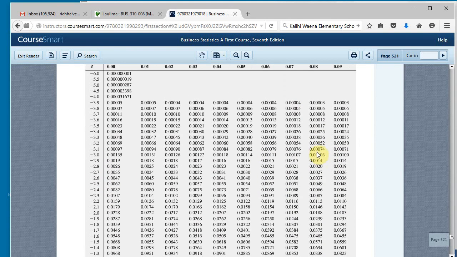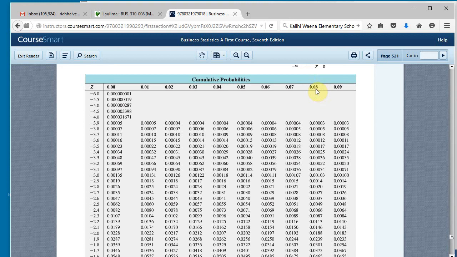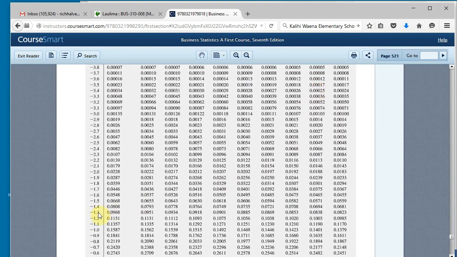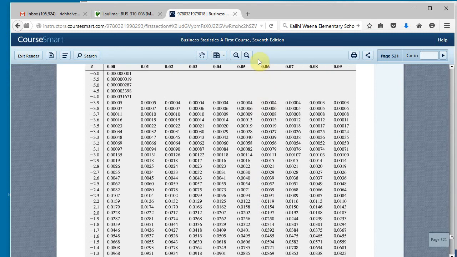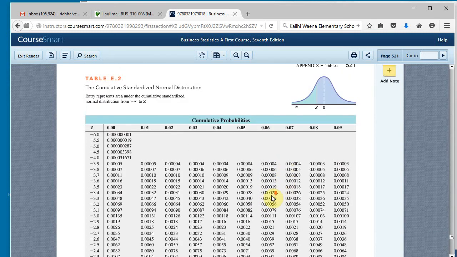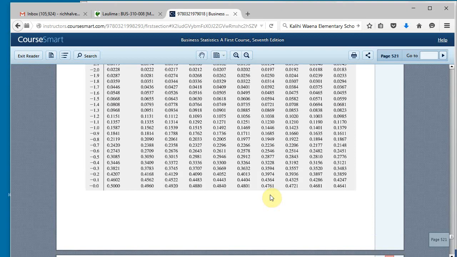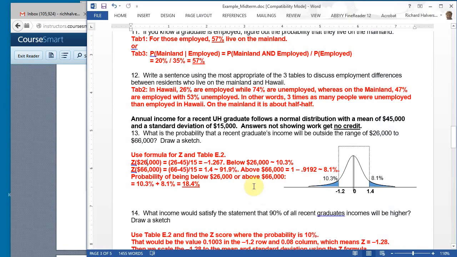Oh, that's too high. Minus 1.26, it's this column. Minus 1.26 is 10.38%. That's why we got 10.38%. Okay, so let's go back here, and so that would be 10.3%. So that is the probability of landing below 26,000.